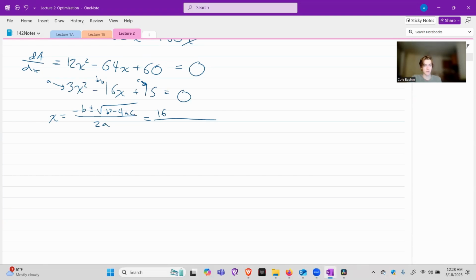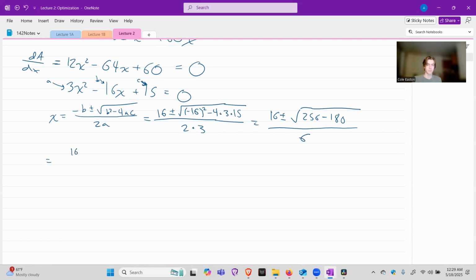So we have 16 plus or minus the square root of negative 16 squared minus 4 times 3 times 15, divided by 2 times 3. So that's 16 plus or minus the square root of 256 minus 180 over 6, which is 16 plus or minus the square root of 76 over 6.